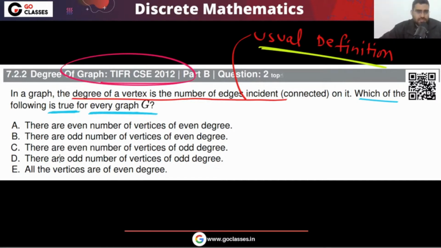So we already know the answer is, there are an even number of vertices of odd degree. So option C will be correct. This we have already seen in the last session. So the answer will be option C.